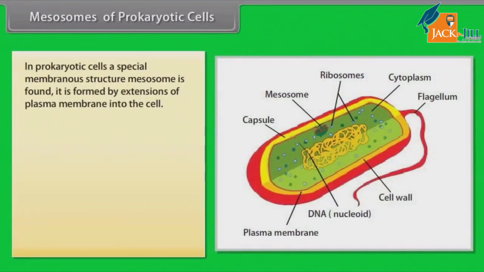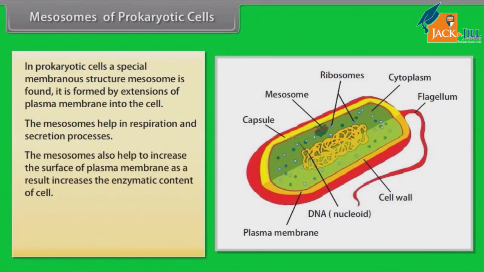Mesosomes of prokaryotic cells. In prokaryotic cells, a special membranous structure, mesosome, is found. It is formed by extensions of plasma membrane into the cell. The mesosomes help in respiration and secretion processes. The mesosomes also help to increase the surface of plasma membrane.